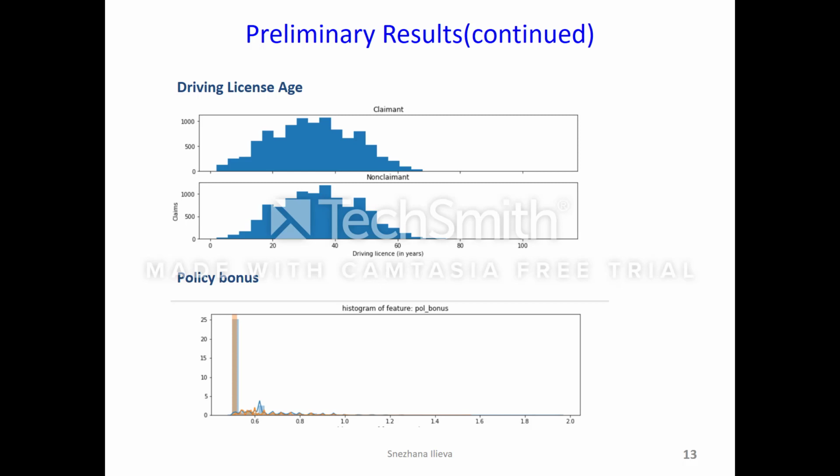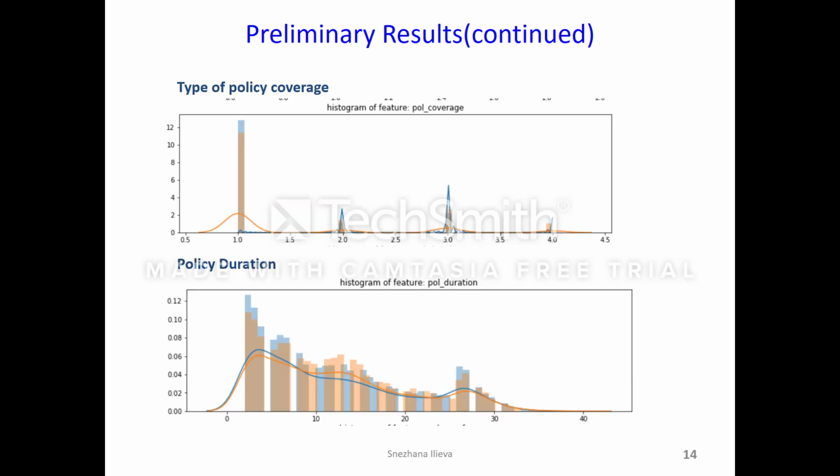The driving license age is very similar. We can see that people who have had less experience are more commonly found in the claimant population than in the non-claimant population. Here, in the final plot, we can see an overview of policy bonus, and we can see that the distribution of policy bonus is different for the claimant and non-claimant data.